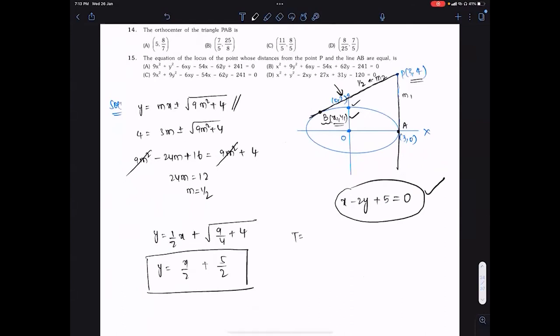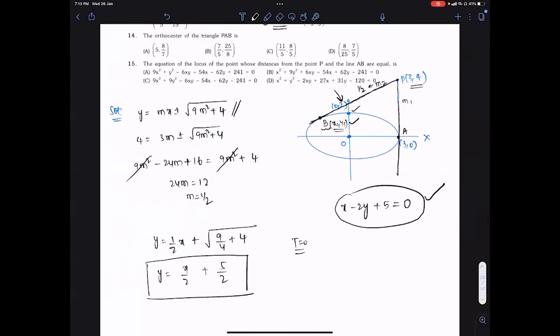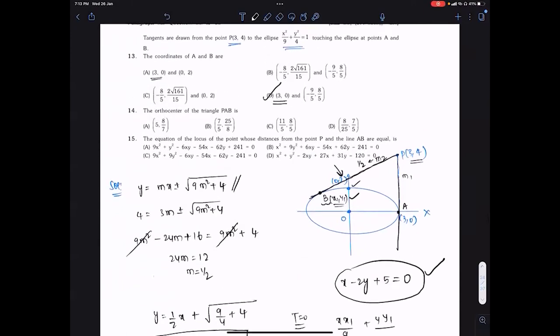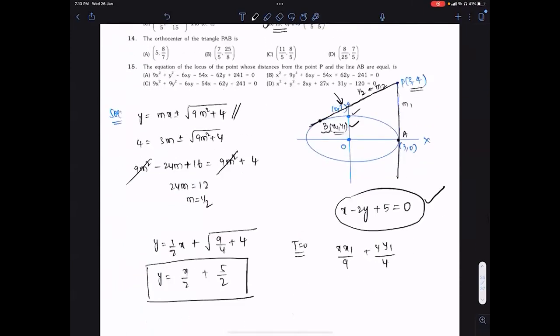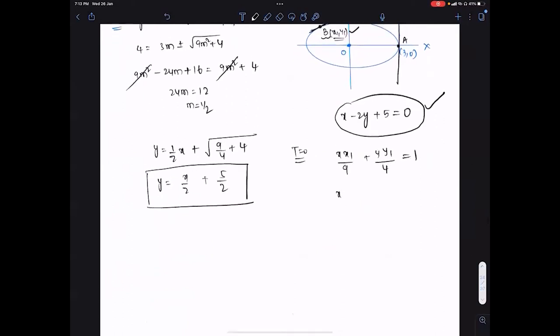T equal to 0. If you apply T equal to 0, we will get xx1 by 9 plus yy1 by 4 equals 1. So if you simplify, it will be x into x1 by 9 plus y into y1 by 4 minus 1 equal to 0. Now these two must be the same equations, no?